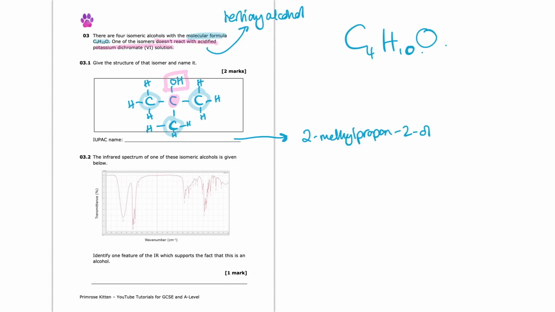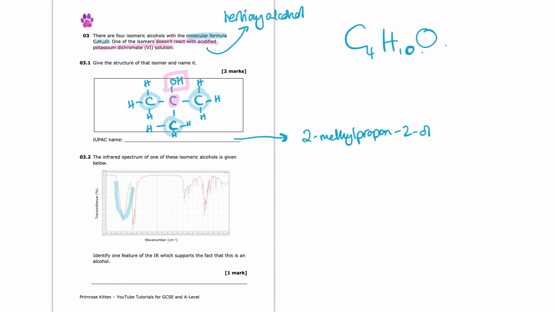So for 3.2, we're told that the infrared spectrum of one of these alcohols is given below. Identify one feature of the infrared spectrum which supports the fact that this is an alcohol. So here, if we look at this, we can see that we have a peak in the range of 3,230 to 3,550 centimetres to the -1. So that reason there is enough to support the idea that an alcohol is present.